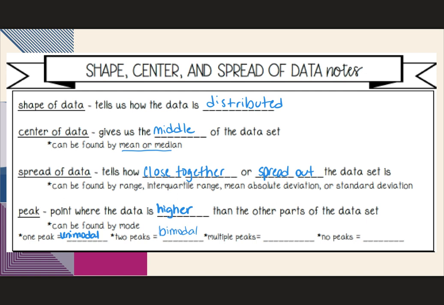Bimodal. All right, multiple peaks is multimodal. And then no peaks, we talked about this before. This is called uniform, where they're all the same all the way across.